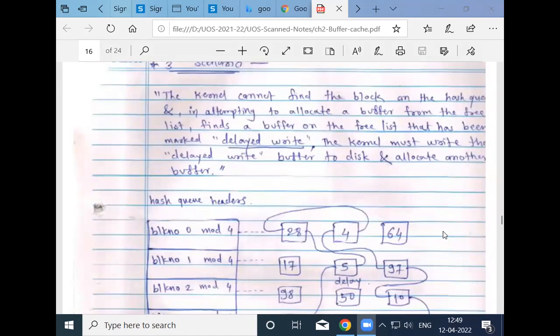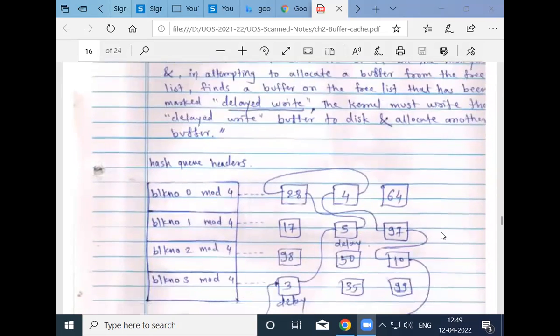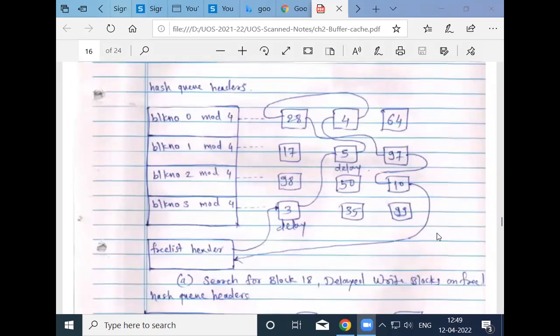So draw the first diagram. So this is the statement. I hope you have written the statement. Draw this as a first diagram according to the third scenario. So this is the first diagram. Show the hash queue headers. Show the buffers at the right hand side. Name this diagram: Search for block 18, delayed write blocks on free list.